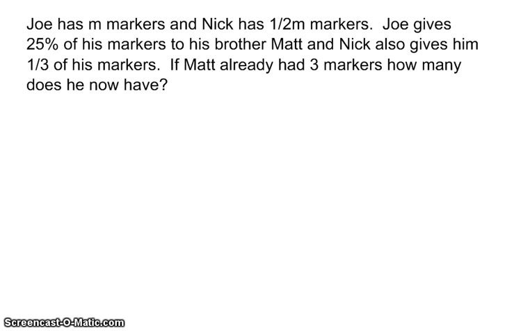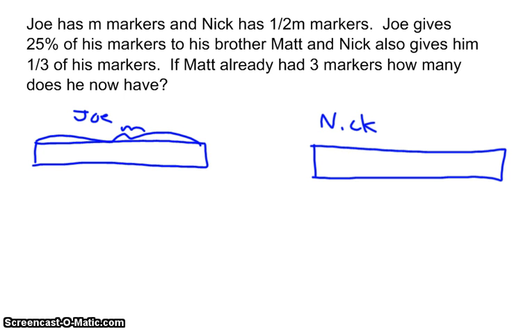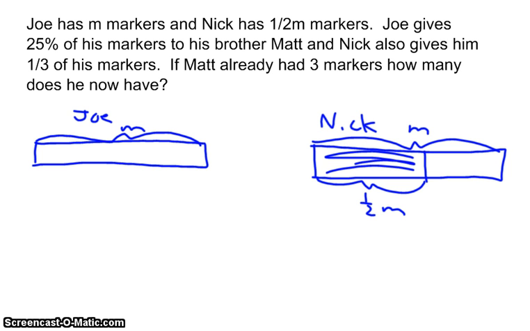Going to the second one. Joe has M markers. Okay, Joe. We'll draw it all out, and he has M markers. And Nick has 1/2 M markers. Okay, let's draw Nick then. Nick, here's his whole thing, just like I had for Joe, but he only has 1/2 of the M. That's M, and so he has 1/2 M. He has that much, but Joe has the whole shabam.